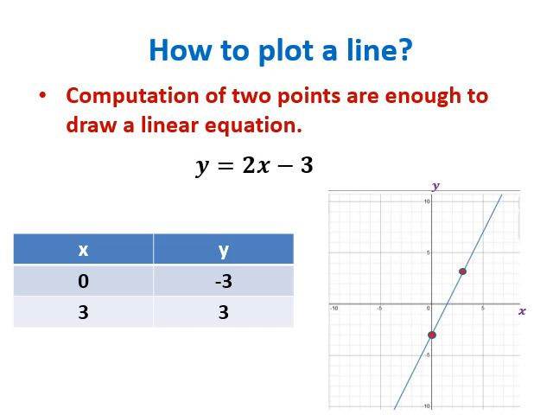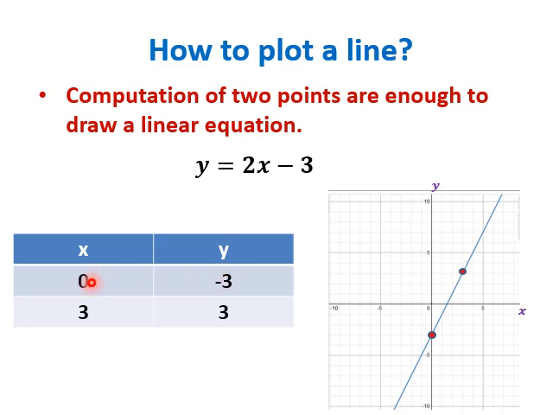Now, how to plot a line? For plotting a line, we need computation of 2 points. They are enough to draw a linear equation. Here I have taken one example, y equal to 2x minus 3. So which two points should we take? Here I have chosen x equal to 0 and x equal to 3 as some random points for which I need to compute the corresponding y.